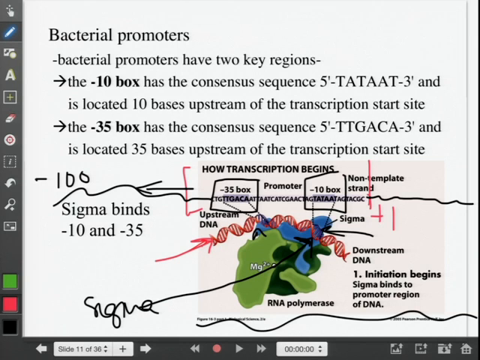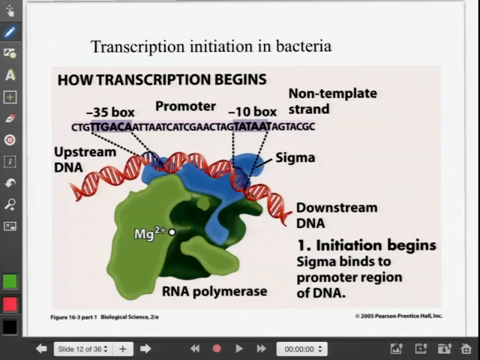Okay, so in prokaryotic transcription initiation, sigma binds to the promoter, specifically at the minus 10, minus 35, brings in RNA polymerase. RNA polymerase is the one that starts doing the complementary base pairing and makes the phosphodiester bonds. Okay, see him? Zoom in, yes, yes.